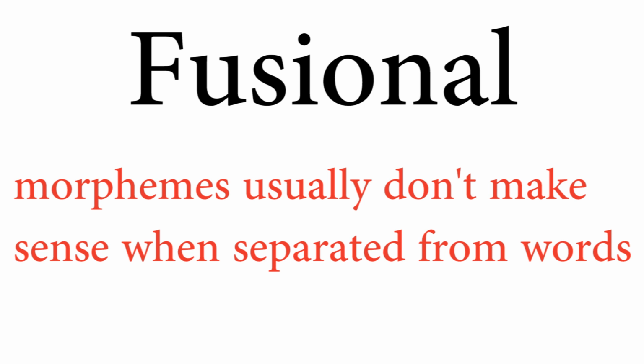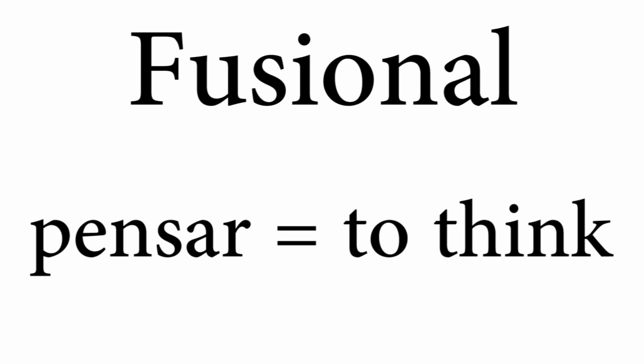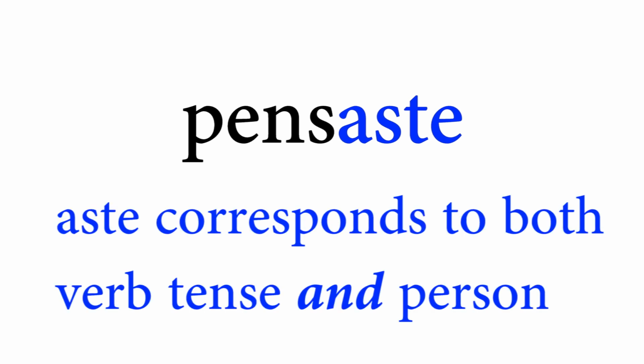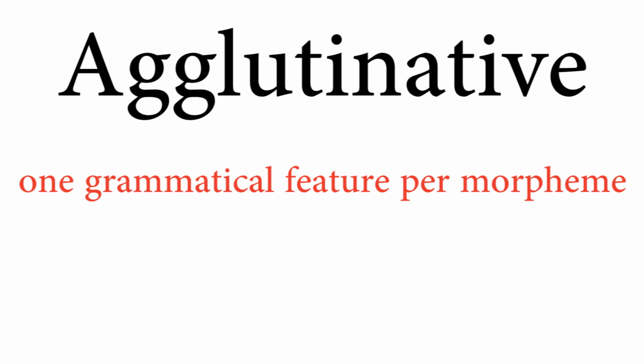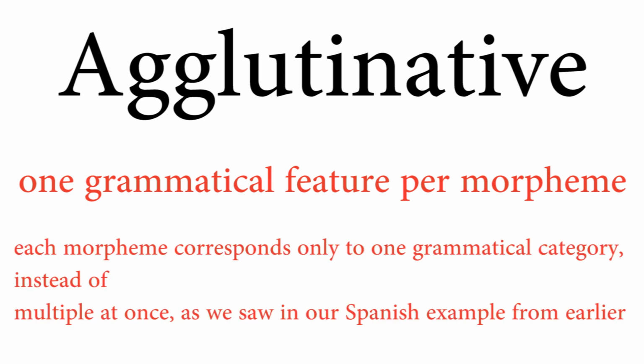A good example is in the second person singular preterite conjugation of the Spanish verb meaning "to think." The sole morpheme -aste tells us multiple pieces of information: the verb tense and the person, that is, the second person singular. Agglutinative languages are characterized by their encoding of one grammatical feature per morpheme. That is, each morpheme added corresponds only to one grammatical category, like gender, instead of multiple at once, as we saw in our Spanish example from earlier.